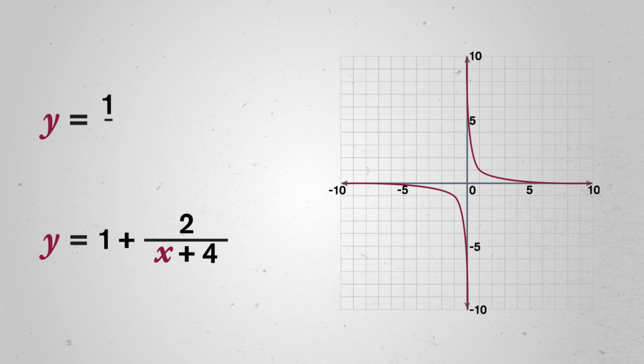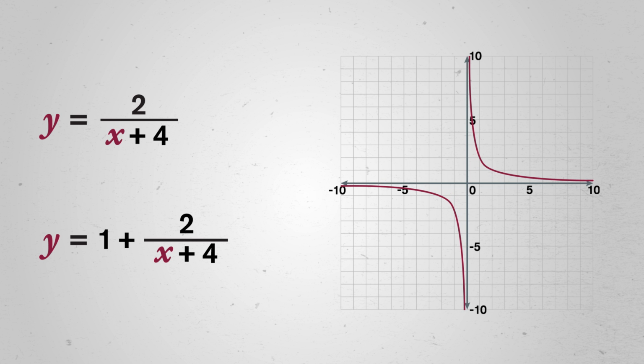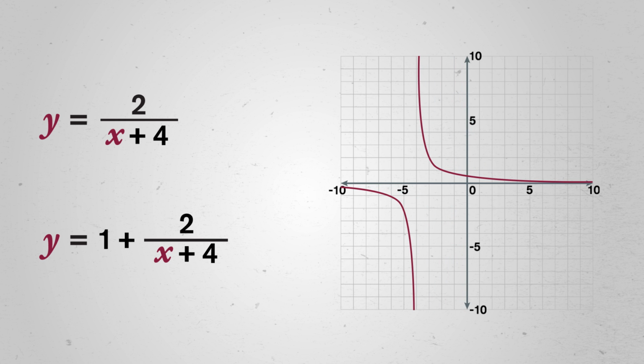So let's go back to y equals 1 over x for a second. If we multiply that by 2, so y equals 2 over x, all the y values are double what they were before, and the curve stretches a bit. The graph of y equals 2 over x plus 4 is just the same, except the plus 4 in the denominator means that all the weird stuff that was happening at x equals 0 is now happening at x equals negative 4. That moves the whole picture 4 units to the left.